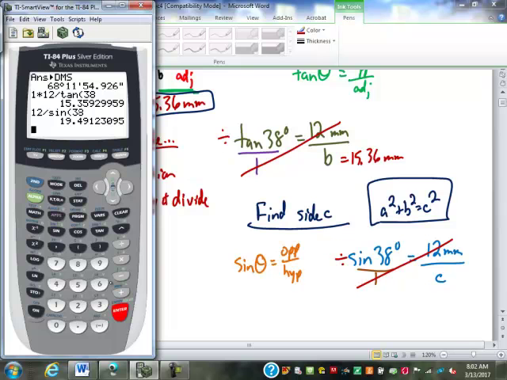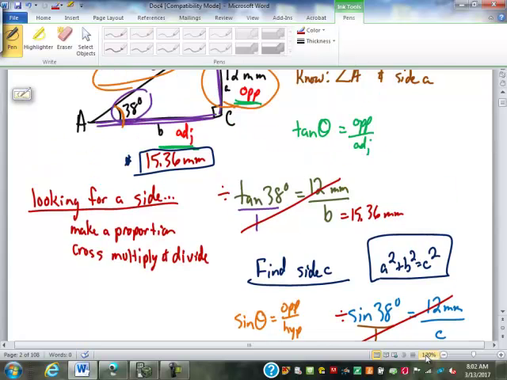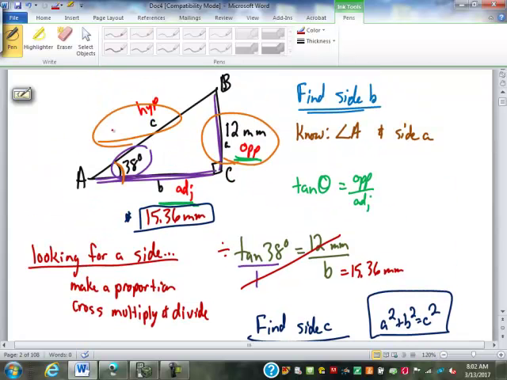Which is 19.49. So I can come up here, this has to be 19.49 millimeters.